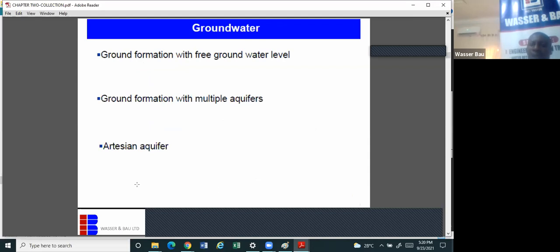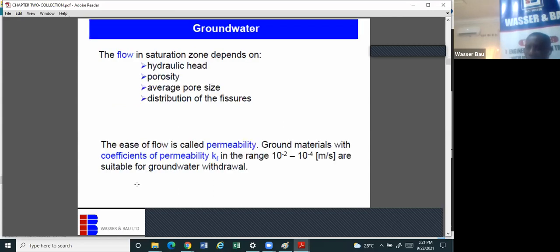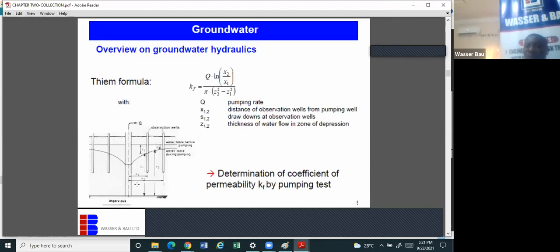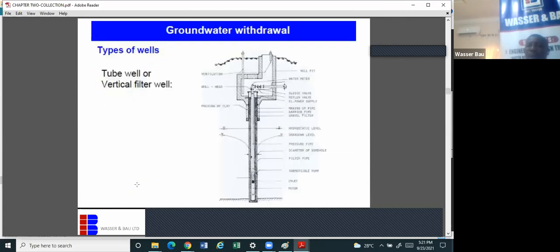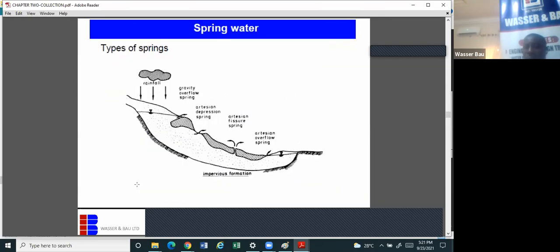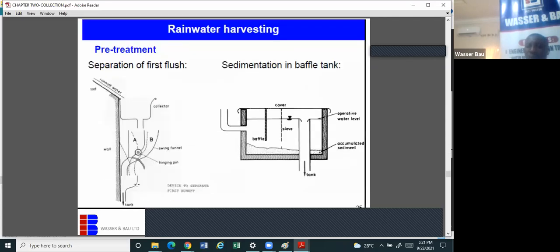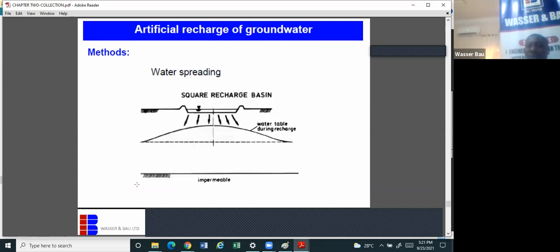Okay, the next slide will talk about groundwater. We all know groundwater. These are the properties of groundwater, the hydraulic layer, the porosity, and what have you. We talk about the parameters. So all these other ones, when you read them, you're definitely going to understand them. So I'm not going to waste our time going through this, because they are self-explanatory. So let me go into those ones that I know are a bit technical.